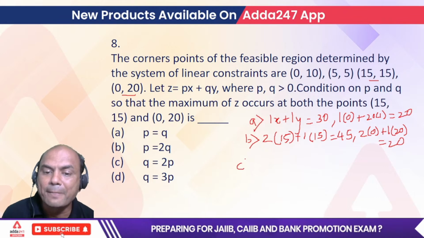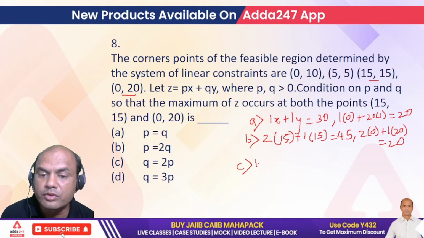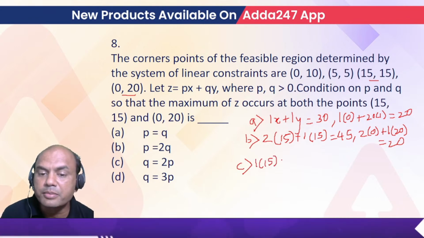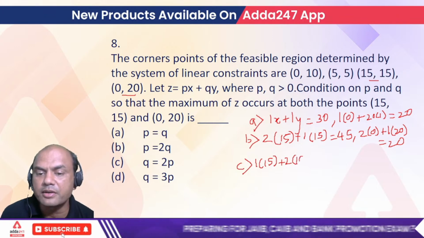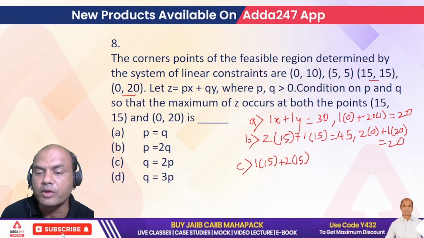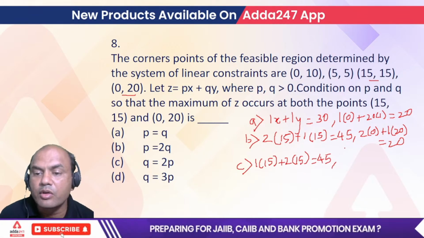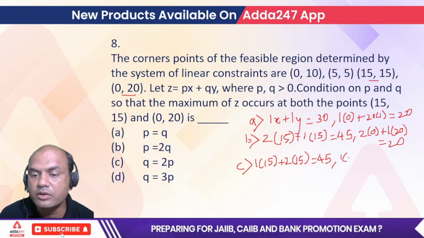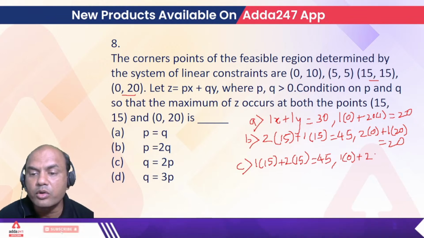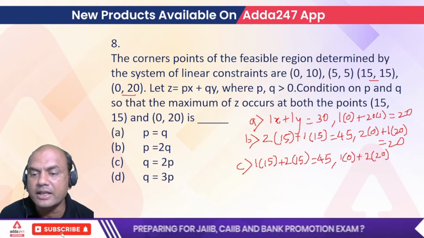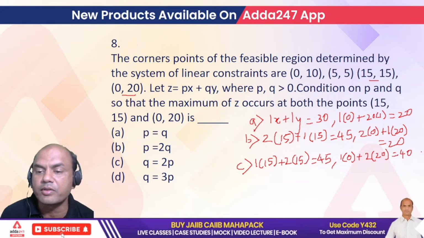C, Q equals to 2P. Now see this, Q equals to 2P. So 1 into 15 plus 2 into 15 only, right? So 15 plus 30, that is 45. Okay, this is done. What is the second one? 1 into 0 plus 2 into 20. So is this the right answer? 20 into 2 is 40, but you are getting 40 and 45. Not the correct one.